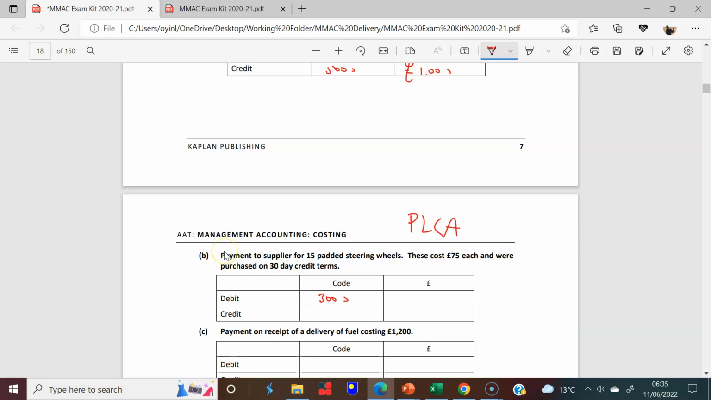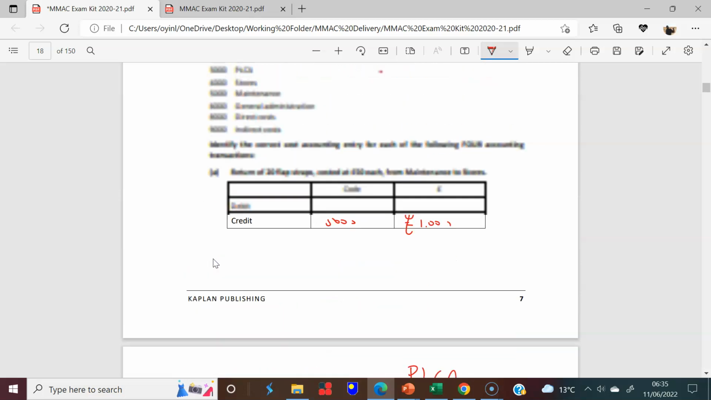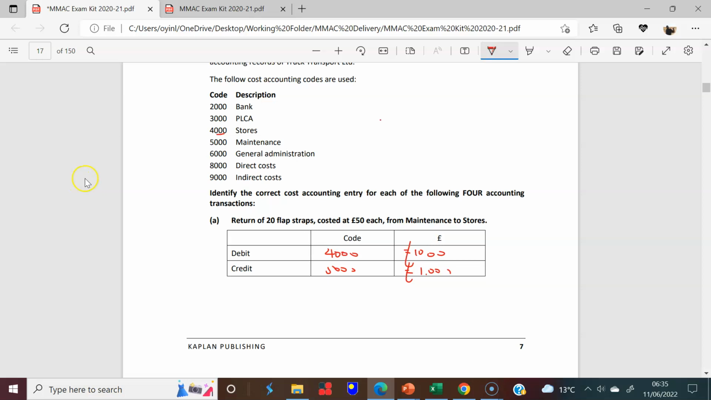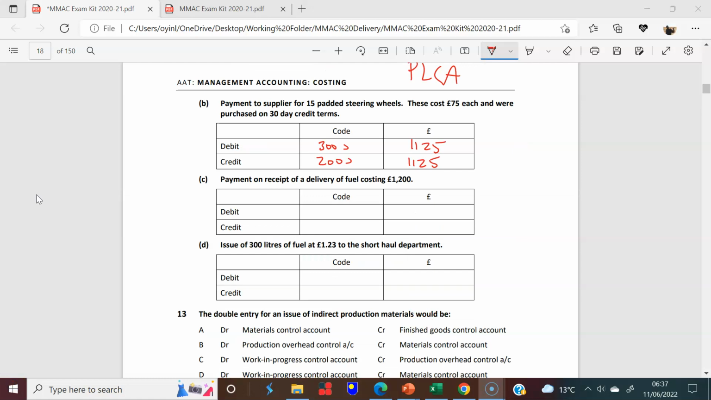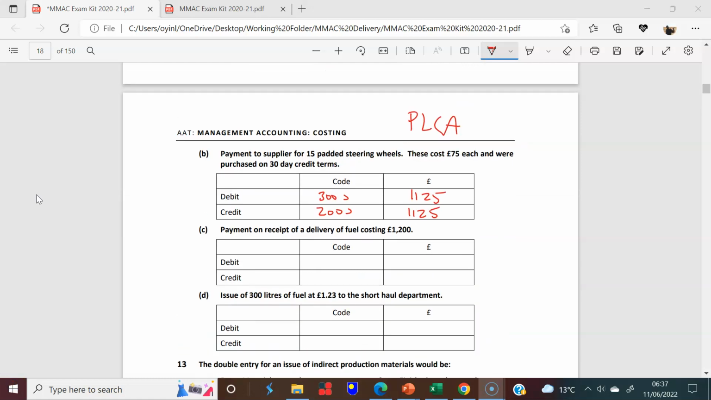So we have 1125, right? And of course, we are crediting bank because we are paying, and the code for the bank is 2000. We have 2000, crediting bank 1125, and that's what's happening with that, right? We're paying. So debit the purchase ledger control account as you would, and credit bank is what's happening there. We have a payment of receipt on fuel, so we pay 1,200. We know these are both 1,200. That's what we pay out of the bank.